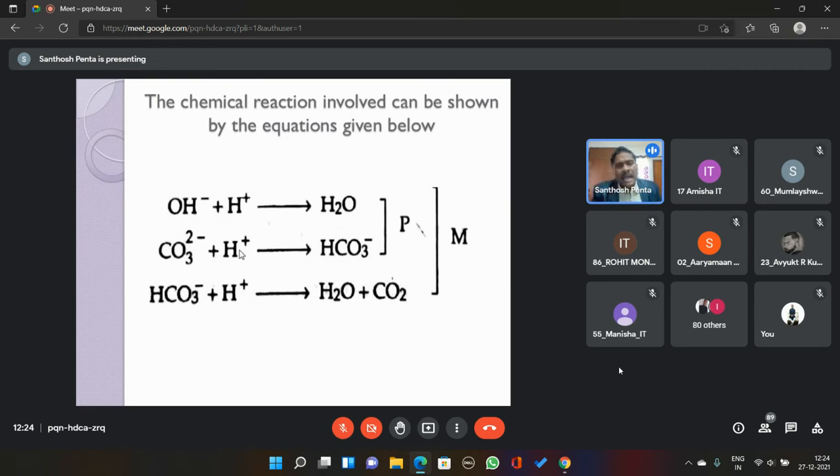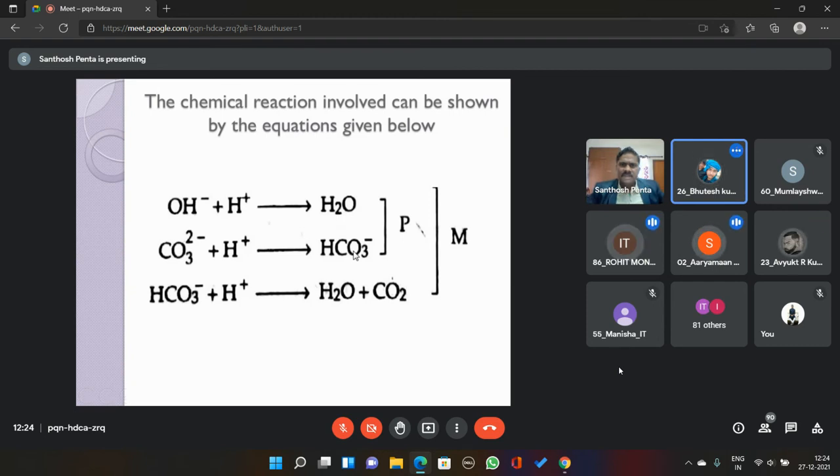One source is natural: the bicarbonate ion, that is HCO3 minus, may be there in the water sample. That is one possible combination. Another possible combination is also there: due to neutralization of carbonate, bicarbonate may be produced. Did you understand or not?